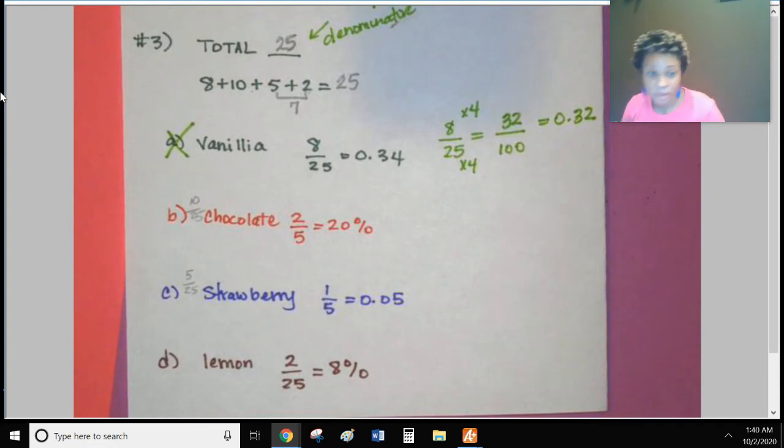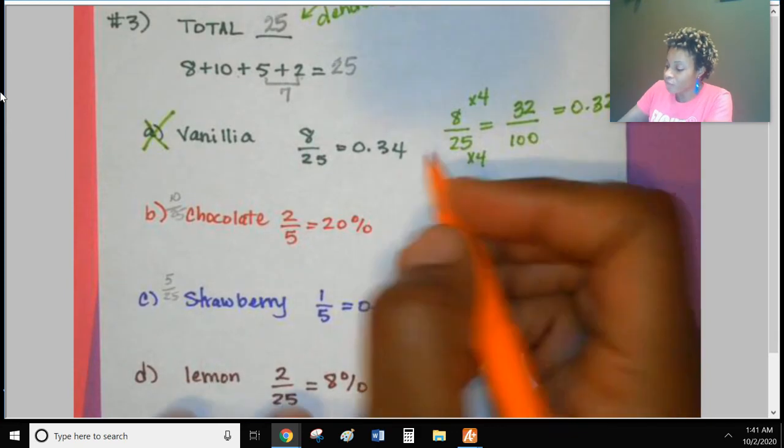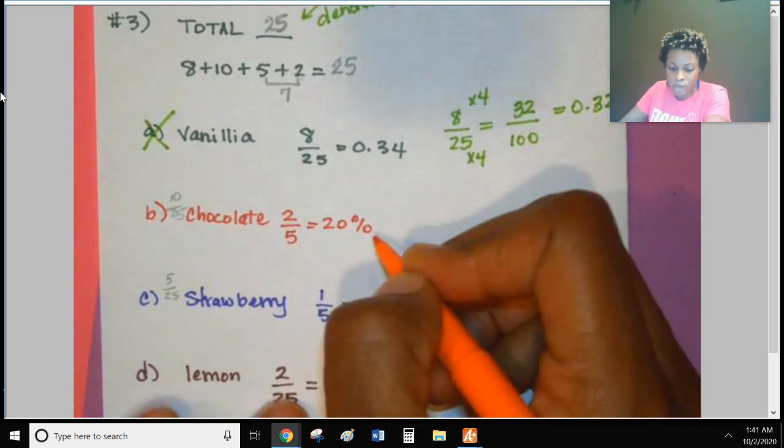So let's go to B. B says 10 out of 25 people liked chocolate. So 10/25, they simplify by 5. 5 will go into 10 2 times, and 5 will go into 25 5 times. So that's how they got 2/5. Awesome. 2/5 is 2/5, 20%.